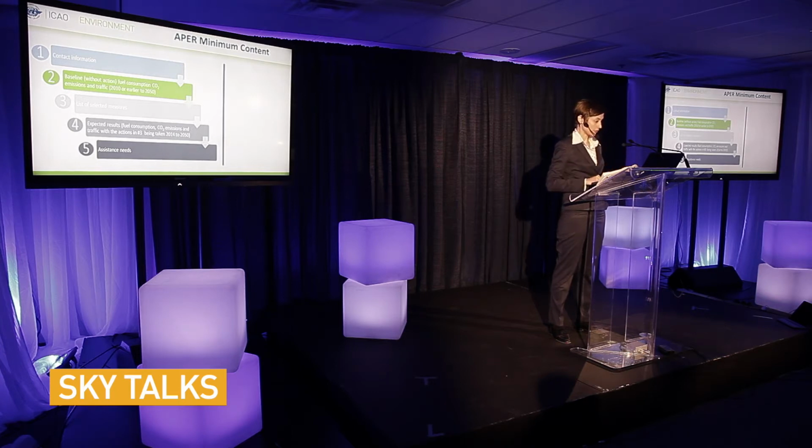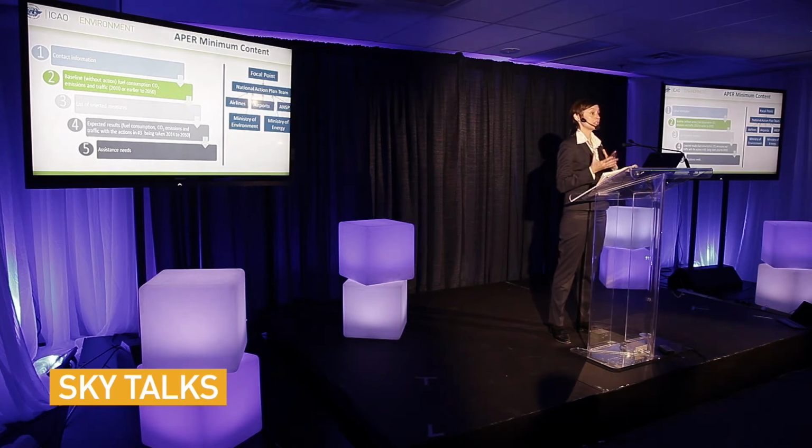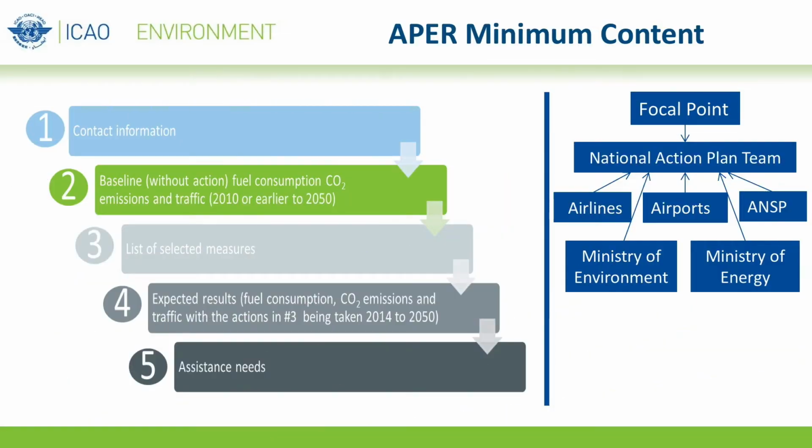Then comes the setup of a national action plan team made of representatives from the CAA, airlines, airports, NSPs, but also the Ministry of Transport or Ministry of Energy. This national action plan team can enable discussion of possible mitigation measures and exchange of information on these measures. Mitigation measures can be as diverse as fleet renewal, ATM improvement, or even a sustainable alternative fuel project. Due to this diversity, it is important to have all major stakeholders around the table.